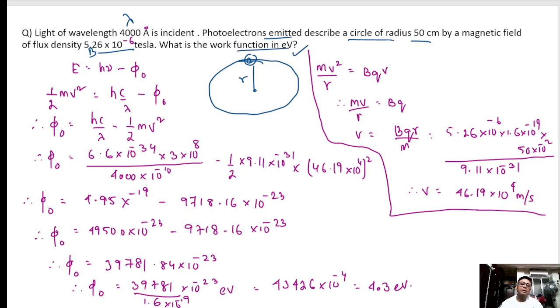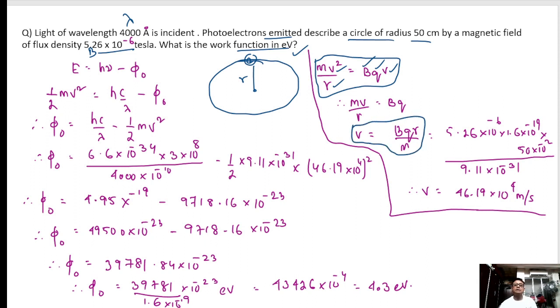First of all, we know that mv square by r is equal to bqv. This is the velocity of electron, this is the magnetic field, this is the charge, this is the radius. So from here one v cuts, and we are getting v as this value.